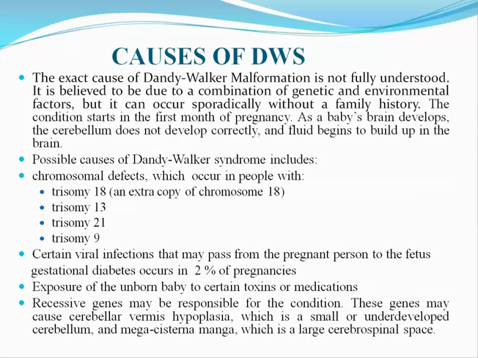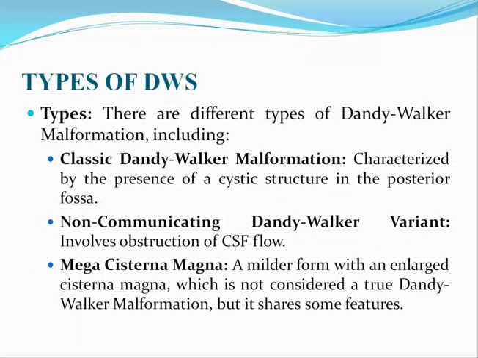These genes may cause cerebellar vermis hypoplasia, which is a small or underdeveloped cerebellum, and megacisterna magna, which is a larger cerebrospinal space. The types of Dandy-Walker malformation include classic Dandy-Walker malformation, which is characterized by the presence of a cystic structure. The next is the non-communicating Dandy-Walker variant, which involves the obstruction of the cerebrospinal fluid. And the next one is megacisterna magna, which is a milder form, not considered a true Dandy-Walker malformation, but it shares some of its features.